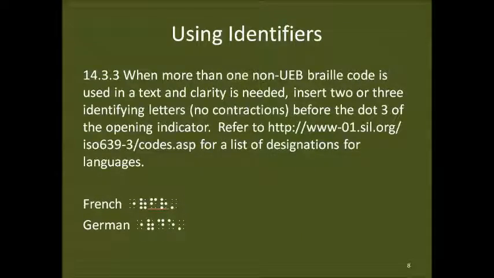If there's more than one non-UEB Braille code that's used in a text and you need to identify which is which, you insert 2 or 3 identifying letters, no contractions, before the dot 3 of the opening indicator. So we don't just use any 2 or 3 letters that look nice to us. There is an official list. It's an international list on the web. The website given in the rulebook is obsolete, it's broken, it doesn't work. So use this one here on the screen if you want to look something up. I believe it changes every year, but the link should work to get to that page.